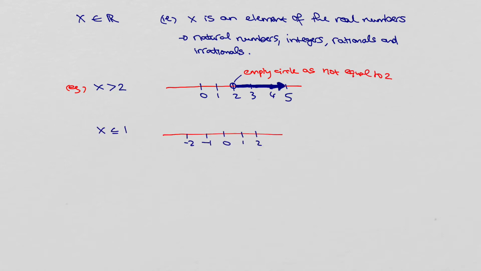So say, for instance, if I have x is less than or equal to 1, then it's including 1 this time because it can be less than or equal to 1. And again, less than means it's going to the left. And again, I draw my heavy number line because it's every possible number less than 1. So again, an arrow showing the direction.